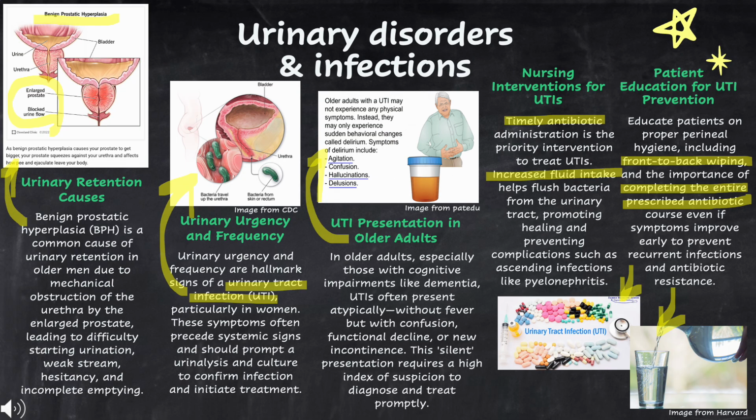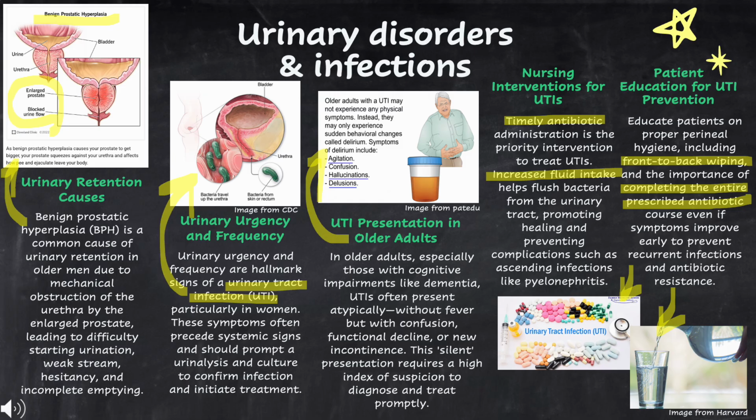This section addresses common urinary disorders and their management, with a focus on urinary tract infections, UTIs. One frequent cause of urinary retention in older men is benign prostatic hyperplasia, BPH. In BPH, an enlarged prostate gland mechanically obstructs the urethra, leading to difficulty starting urination, a weak urine stream, hesitancy, dribbling, and incomplete bladder emptying.